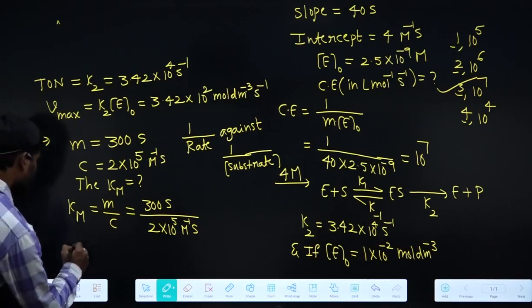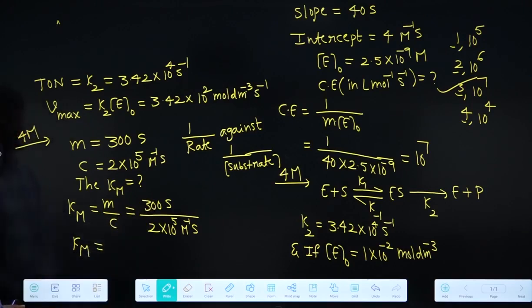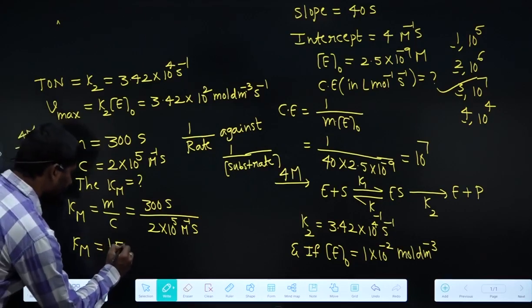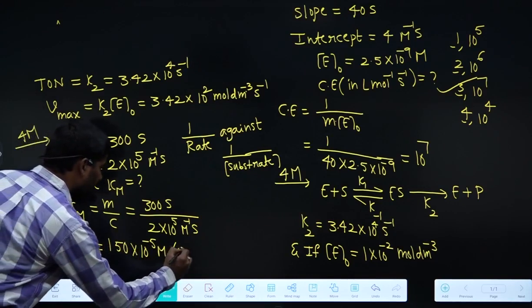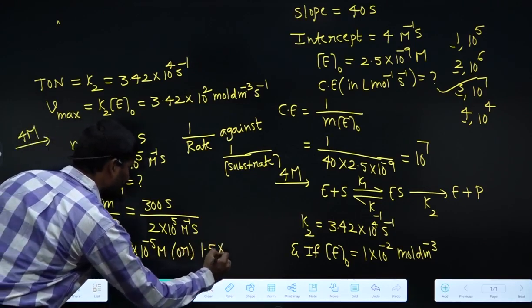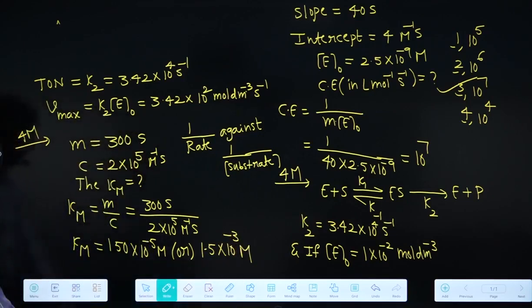Okay, Km is equal to 300 by 2, that is 150 into 10 power minus 5 m, or we can write it as 1.5 into 10 power minus 3 m.